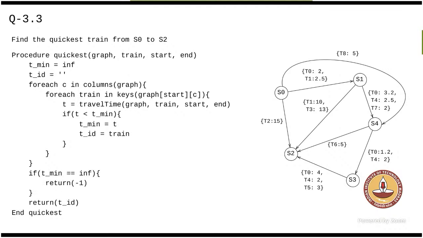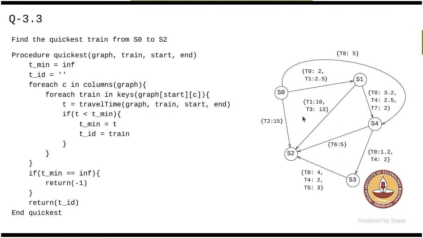Now, here is one small piece of caution. If there is no train that can take you from start to end, then T minimum will remain infinity. For example, if start is S2 and end is S0, there's no train that goes from S2 to S0. In such an instance, you won't have any train, so you have to return, let's say, -1. If not, you return the train ID.